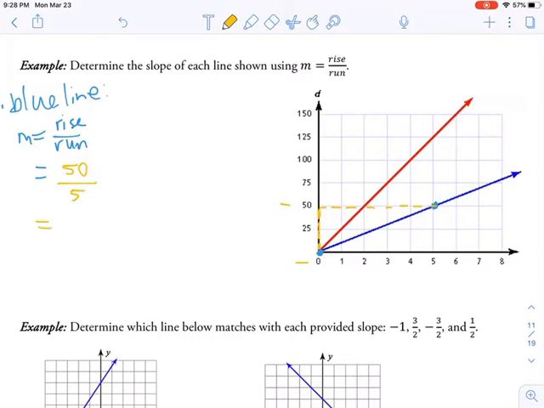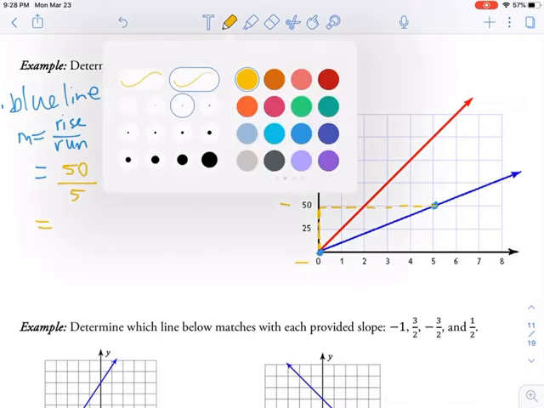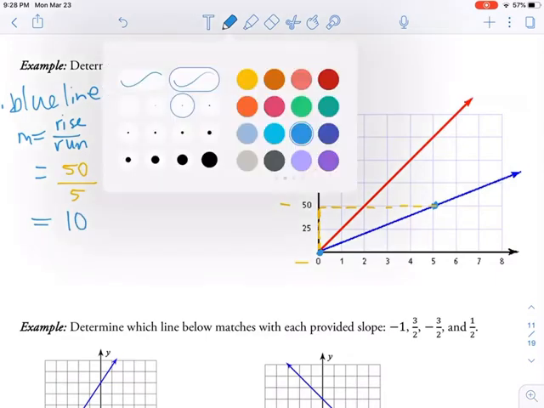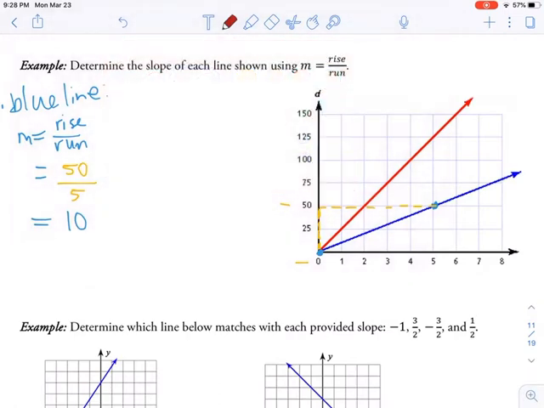Okay, and then I always want to reduce to lowest terms, right? So 50 divided by 5, I'm going to switch back to blue here, is equal to 10. Okay, so that's the slope of the blue line. Now, let's change into our red. We're going to calculate the slope of the red line.